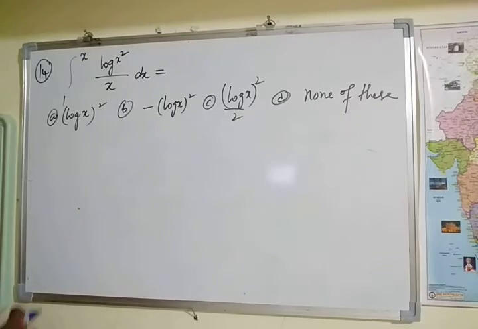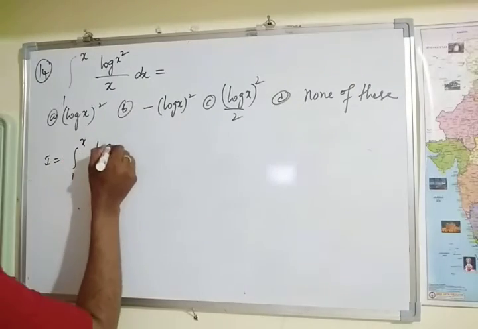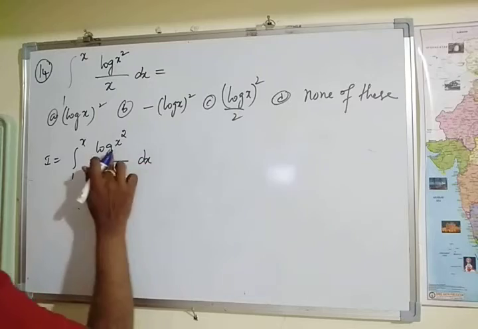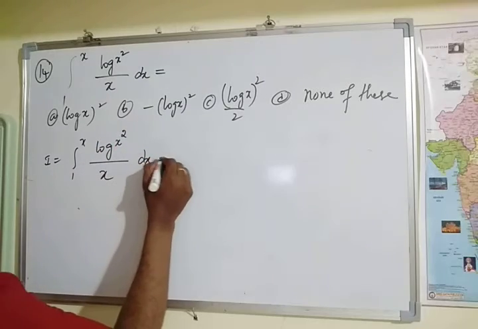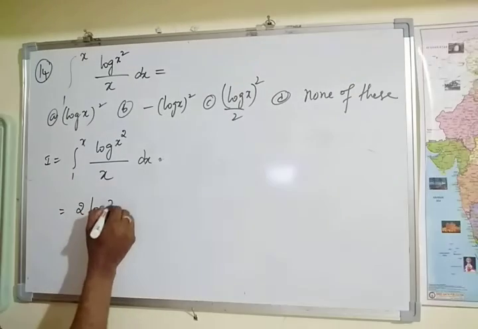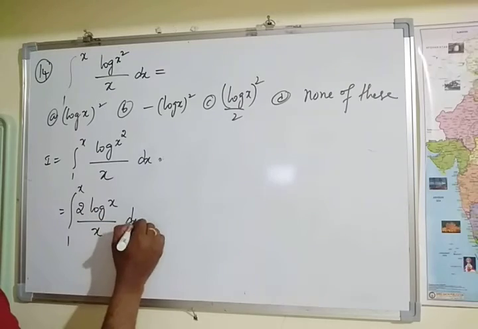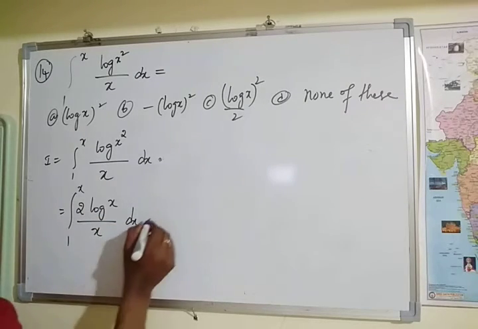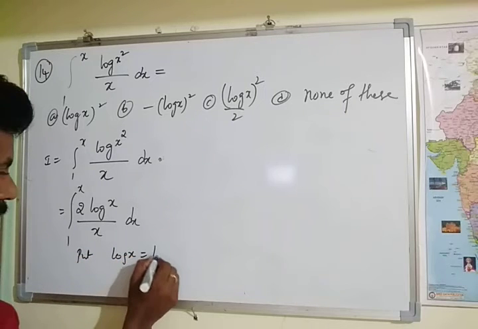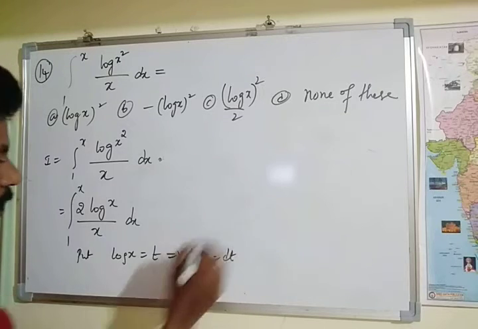So here we have I equal to the integral of 1 to e of log x to the power 2 divided by x dx. See, here log of a to the power b can be written as b times log a, so this becomes 2 into log of x divided by x, integral of 1 to e dx. Now consider log x equal to t. By the substitution method, put log x as t, the derivative of this result is 1 by x dx equal to dt.